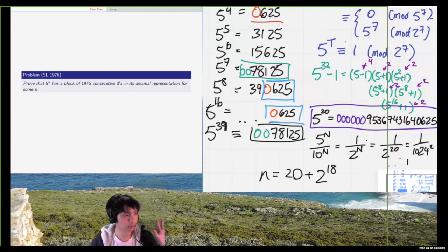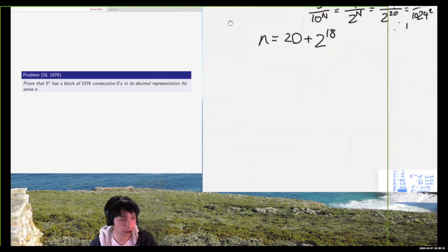But if you remove the explicit bound on n, there's another approach that becomes possible. And the idea is, rather than looking for zeros close to the end, which is what we've been doing, you can try to imagine looking for zeros close to the start.